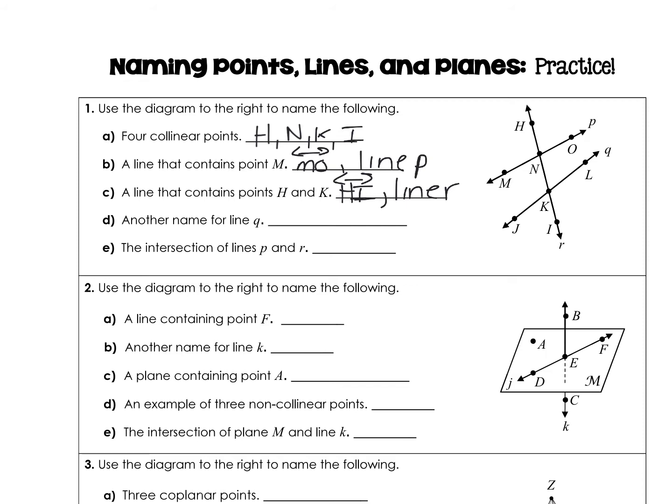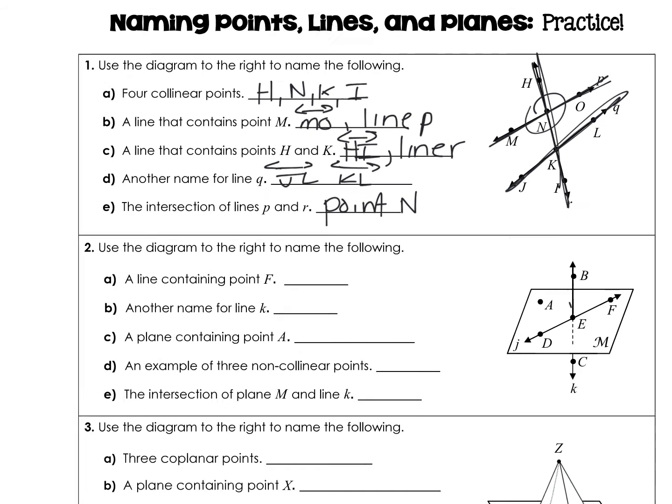Another name for line Q. Line Q is here. So that could be line JL. Or we could say that's line KL. Using any of the 2 points that are on that line. Okay, or we could say, let's see, KL, JL, JK. The intersection of lines P and R. Well, here's line P, here's line R. So N is at the intersection, so we name that point N.